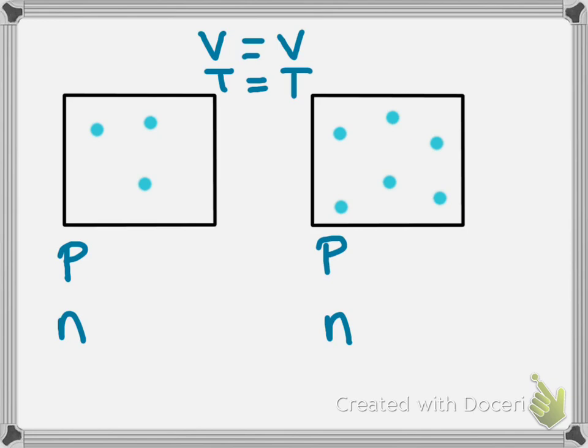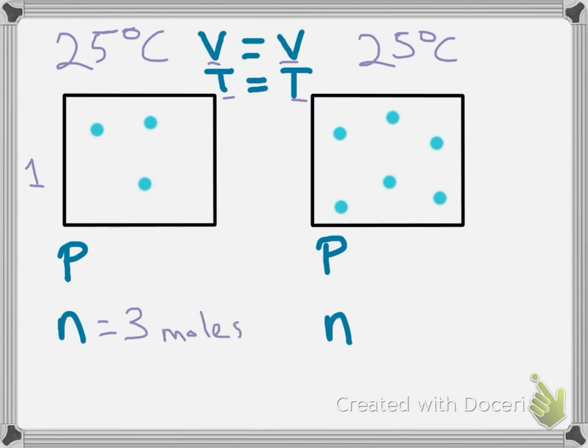Here we have two boxes. Now they have equal volumes, and we're going to say that they're at equal temperatures. Let's just say that they're both at 25 degrees Celsius. This is about room temperature. Okay, so the volume is constant and the temperature is constant. However, in box 1, in this box right here, N, which stands for moles or amount, we're going to say we have 3 moles. Each of these is representing 1 mole of gas.